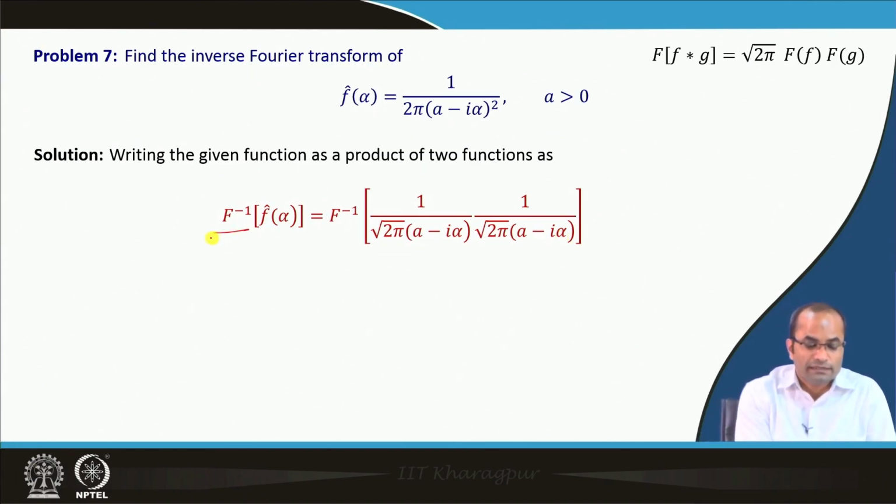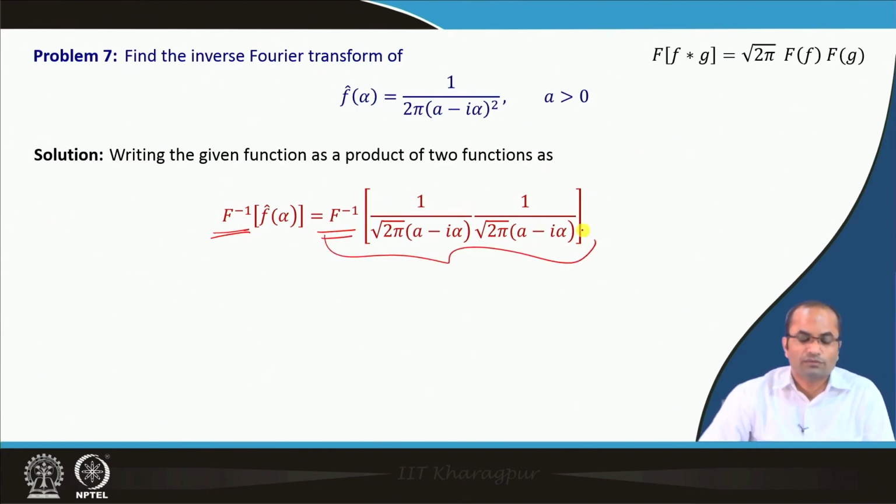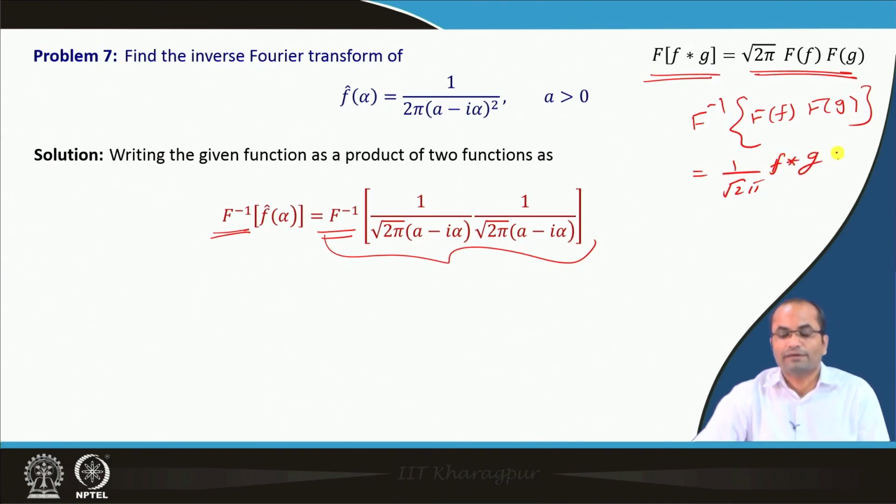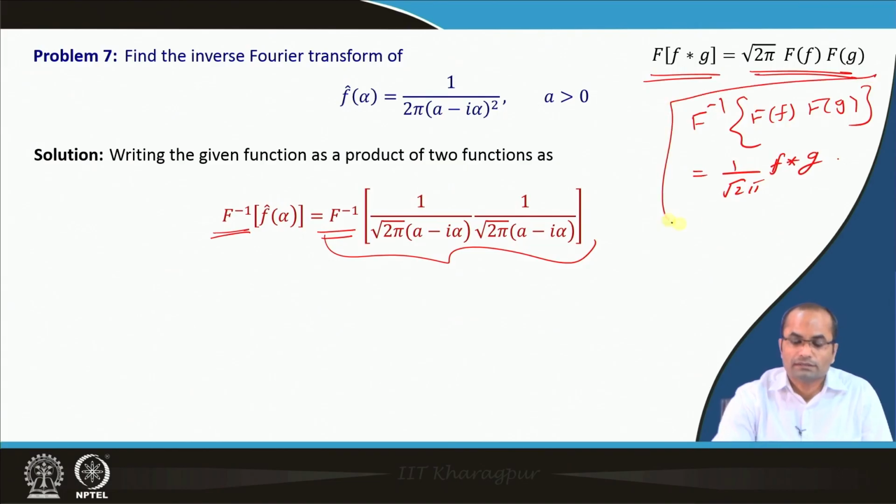And we take the Fourier inverse both the sides now. So, we want to compute this, what is the inverse of this, and we know already that there is a convolution theorem which says that the f inverse of the product of Fourier transform of f and Fourier transform of g is equal to 1 over square root 2 pi and the convolution of f and g. So, we will apply this result here now.